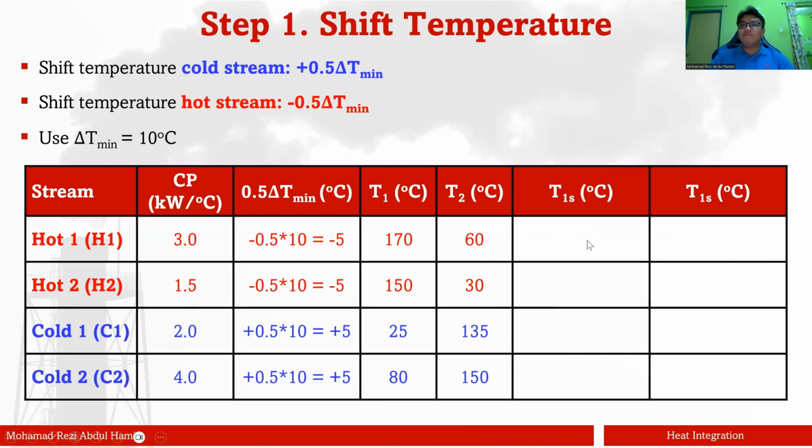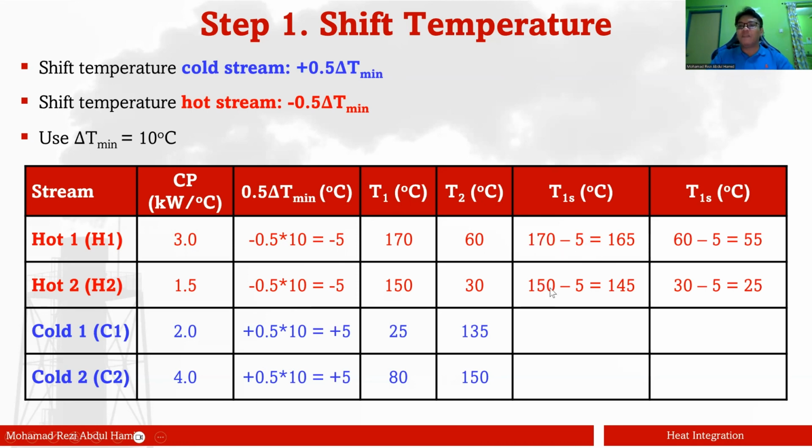And then this one is the shifted temperature of the initial temperature of the stream. The next column is T2, by the way, the previous one was a mistake. It is the shifted temperature of the target temperature of the stream. It's quite easy. How to calculate: 170 minus 5.